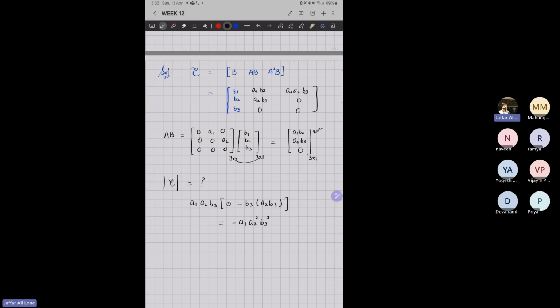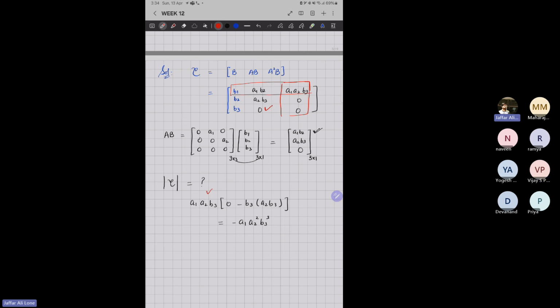Everybody understood what I did here? I just expanded it using this. So it will be A1 A2 B3, and then you write the determinant of this minor. So it will be B2 into 0, so 0, minus B3 into A2 B3, B3 into A2 B3. Is it clear?